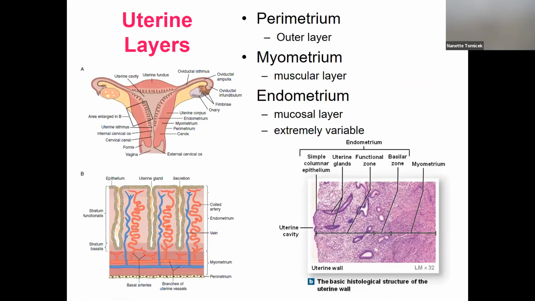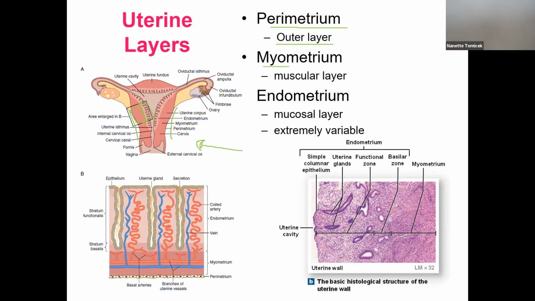Let's talk a little bit about uterine layers. As I mentioned before, now that we're looking at the frontal view of the uterus, we can see that there is a very thick muscular wall. There's this inner lining, and then there's also an outer covering. The outer covering is simply called the perimetrium. Peri just means outside. Not a lot goes on in the perimetrium.